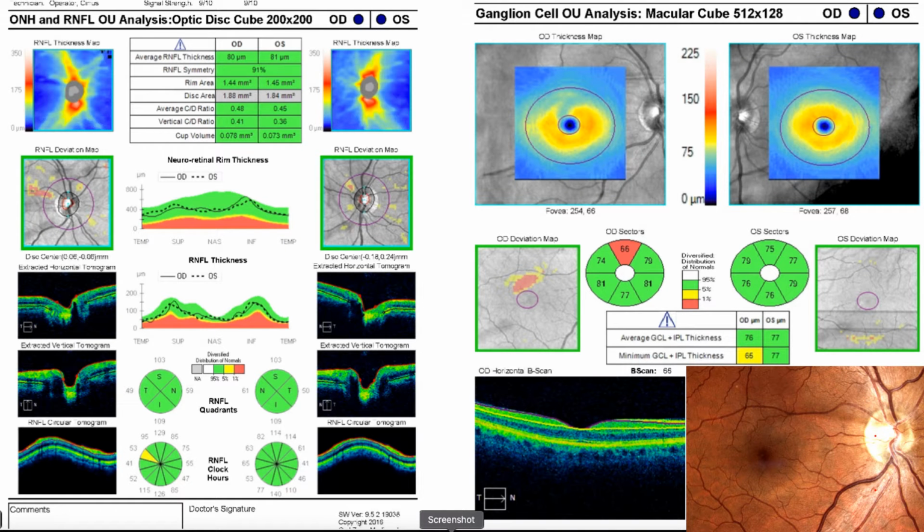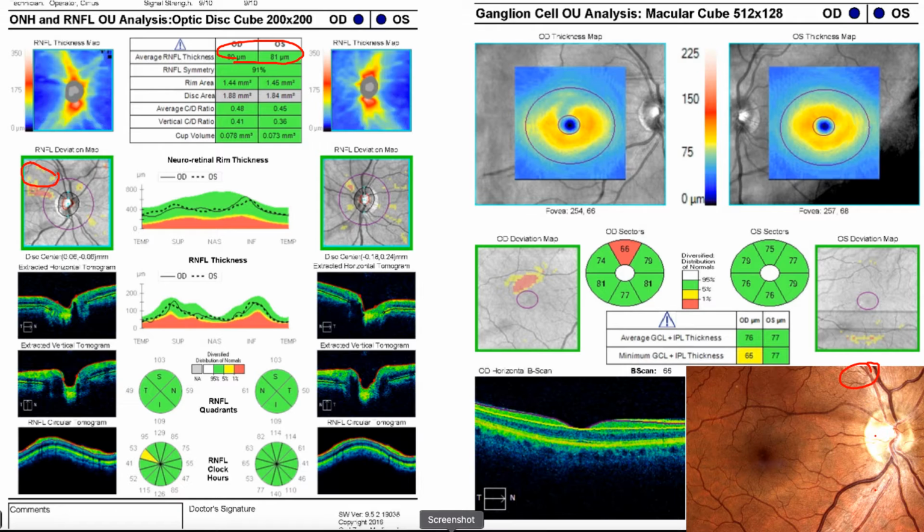In this patient, clinical exam revealed a focal nerve fiber layer defect at about 10 o'clock on the optic nerve. This defect is also visible on the nerve fiber layer deviation map. But the patient's average retinal nerve fiber layer thickness was normal in both eyes.